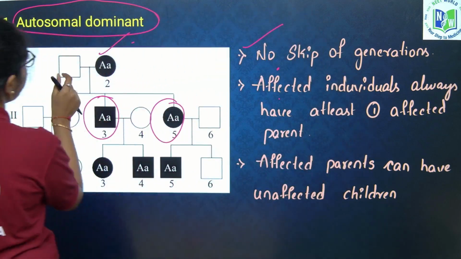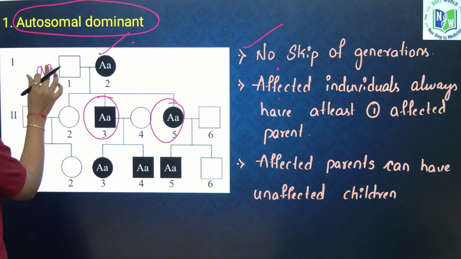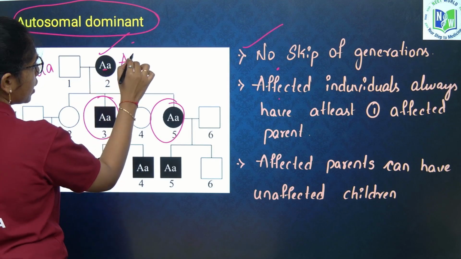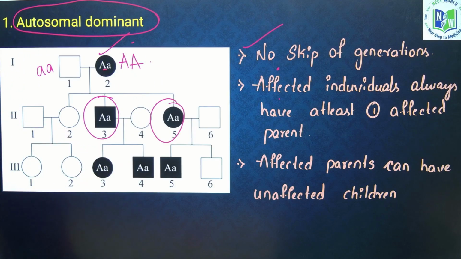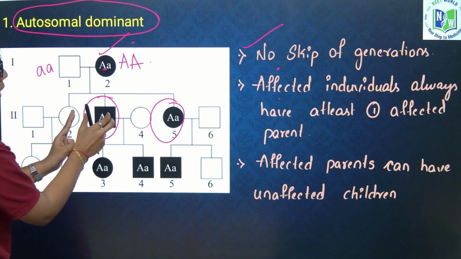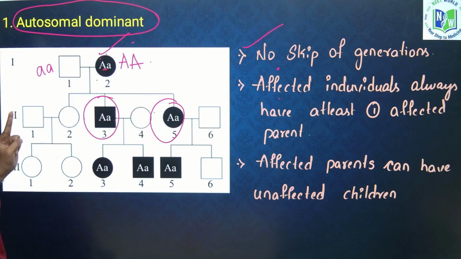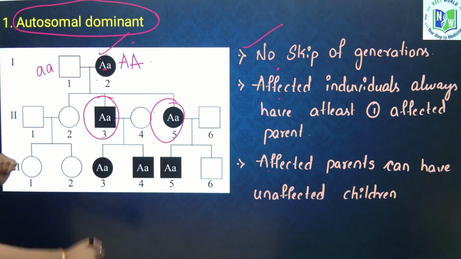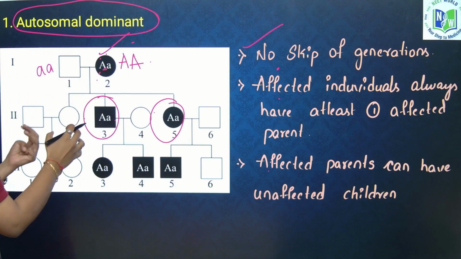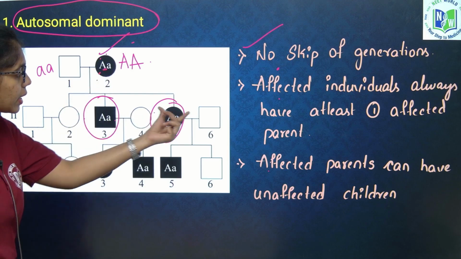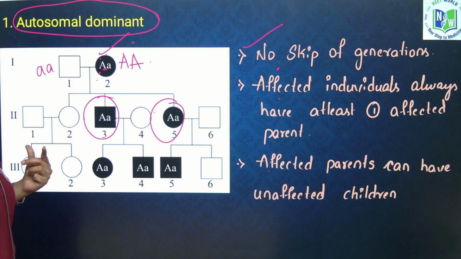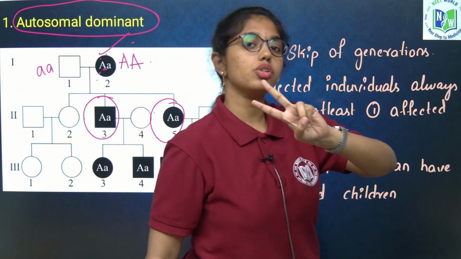Here you can also keep, this is unaffected means definitely it is in homozygous recessive condition. This is affected, either it can be heterozygous or it can be homozygous. If it is heterozygous, then definitely affected individuals will have at least one affected parent. Third point, it is not like affected parents will have only affected children. Affected parents can also have unaffected children.